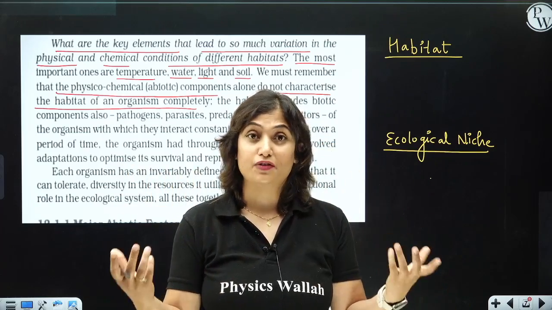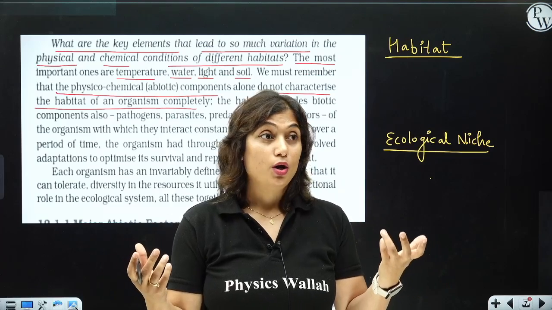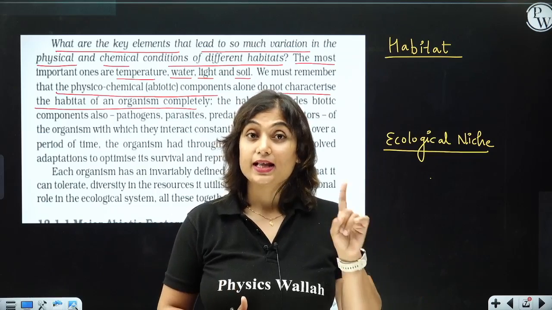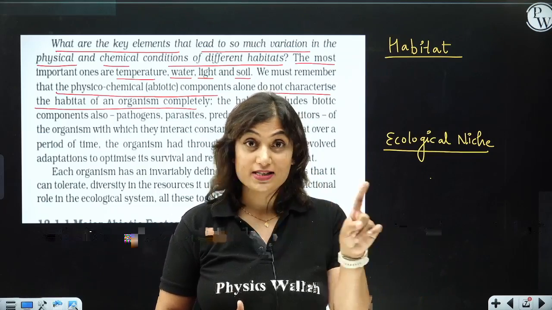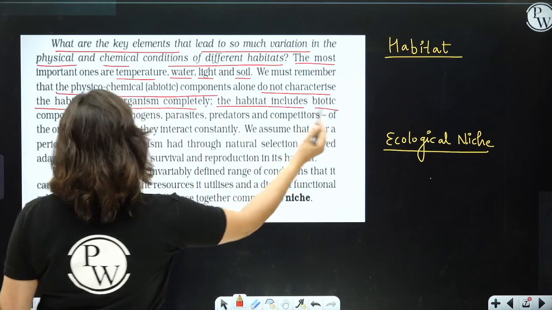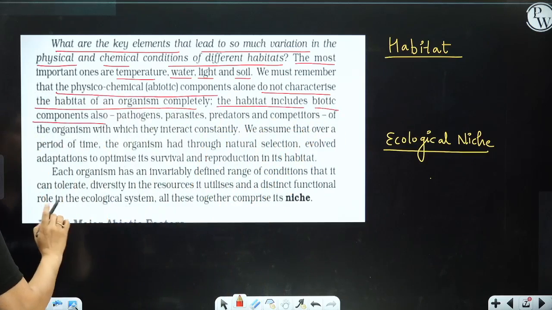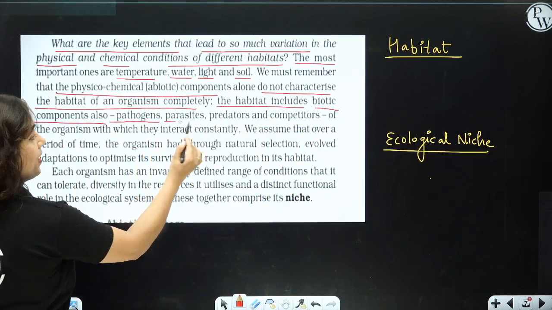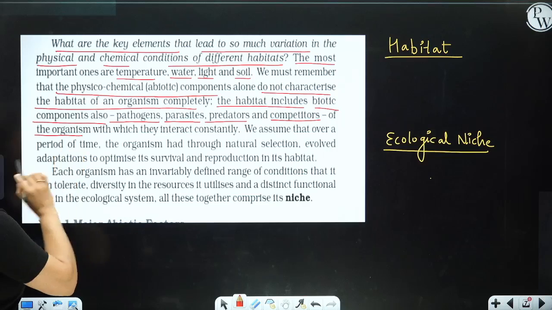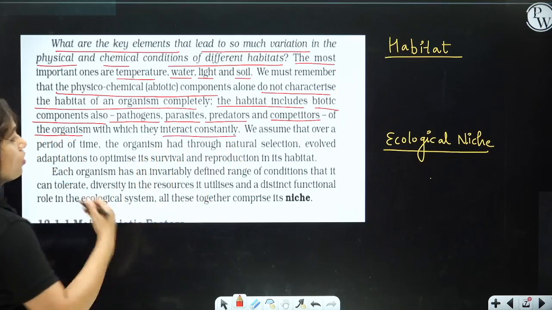that is, what kind of soil, what kind of temperature, what kind of light conditions will be there. Only the abiotic components do not decide habitat, but the habitat includes biotic components also, like pathogens, parasites, predators, competitors of the organism with which they interact constantly.